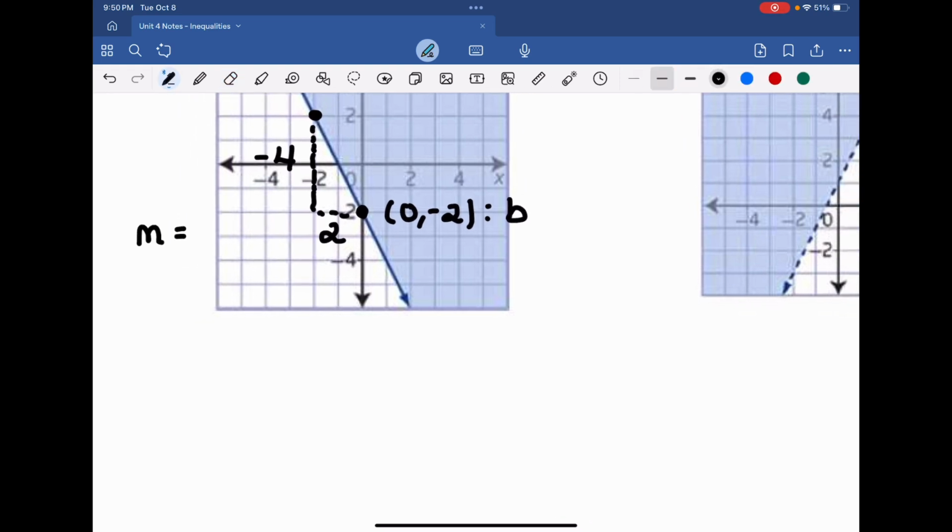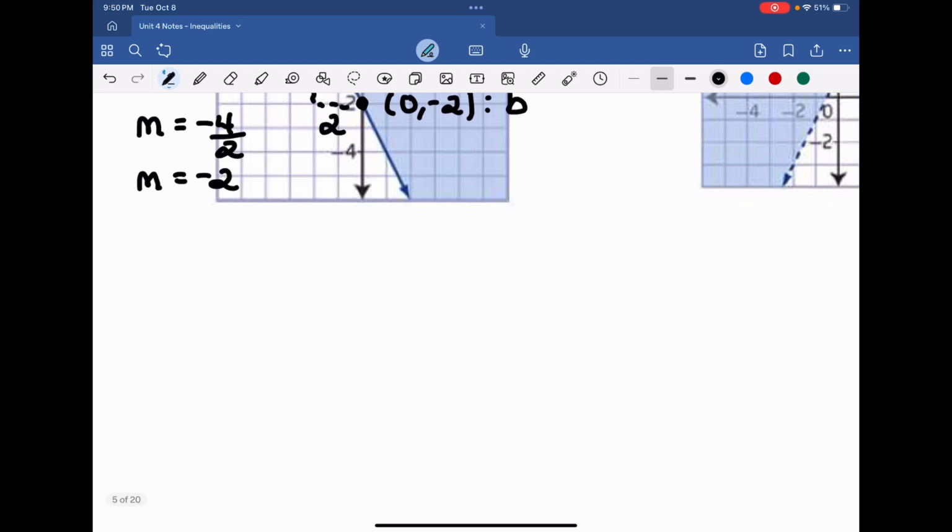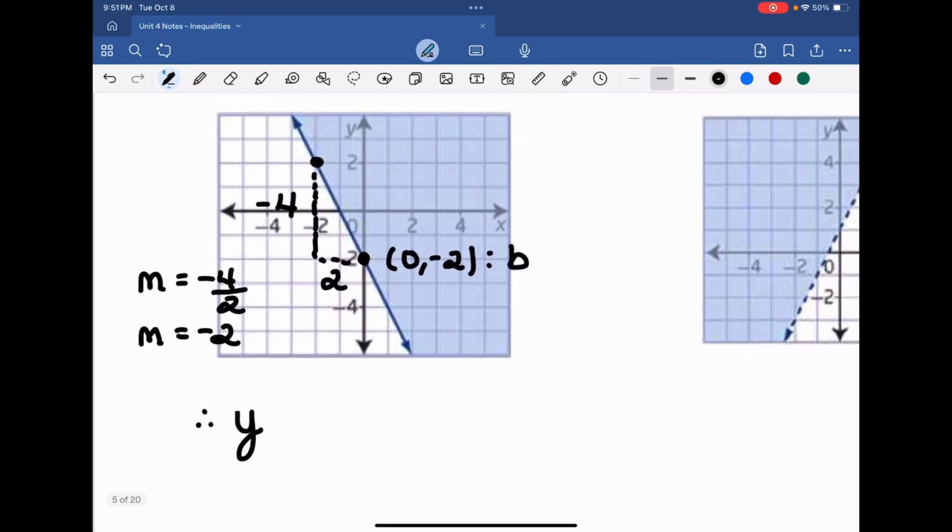The slope is equal to -4 over 2, which is the rise over the run. Therefore, the slope is equal to -2. Now that we have a slope and a b value, what we're going to do is say, therefore, we now have y. And then here's where the inequality comes in, because we got to be very specific with this.